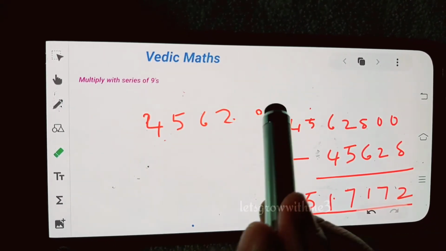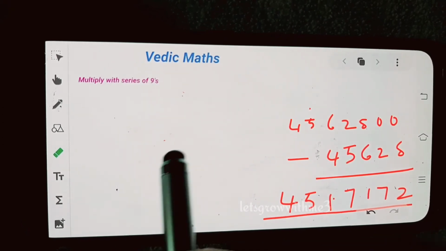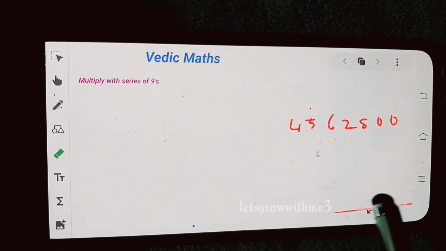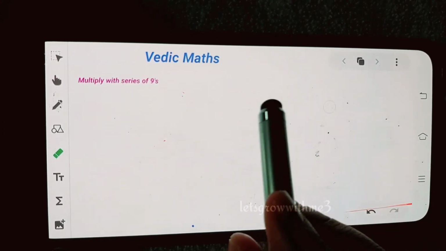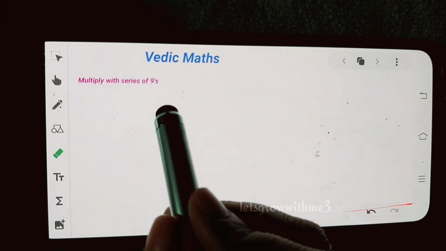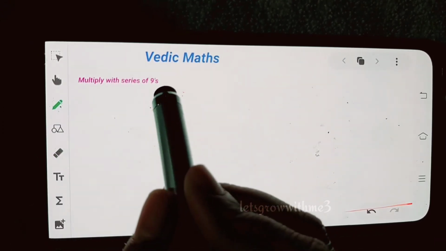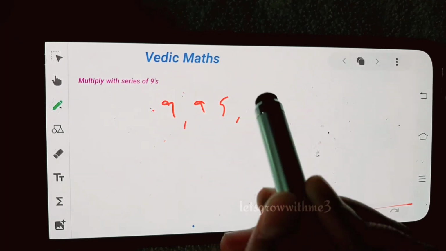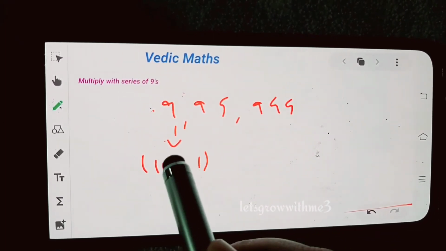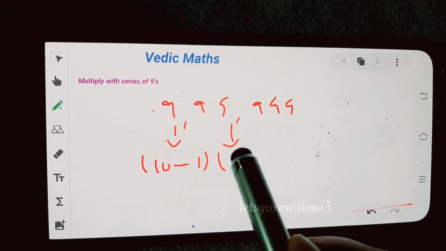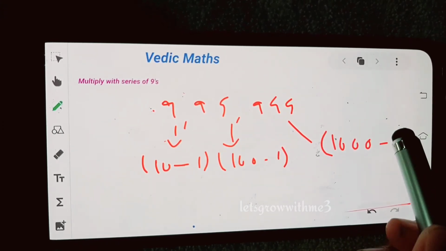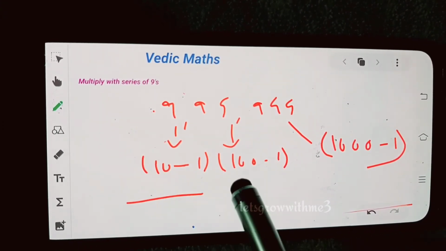So let's see one more time what's the concept behind this. The concept is very simple. We just need to multiply with 10, then we need to subtract the same number, because we are considering this series of 9s as 10 minus 1, 100 minus 1 and 1000 minus 1. So just multiply with the multiples of 10, 100, 1000, and then subtract the same number. Okay, so that's the basic concept.